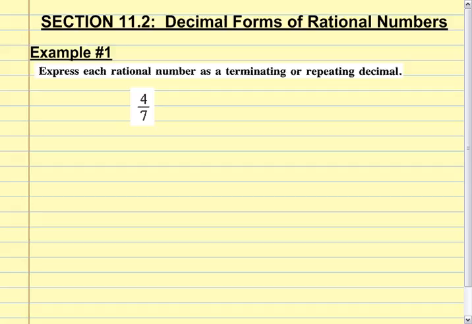Okay, folks, section 11.2, decimal forms of rational numbers. Just a couple of things before we get started on this first example. Rational numbers are numbers that can be written as fractions. Not all numbers can be written as fractions. Numbers that can be represented as fractions are called rational. They're the ratio of two integers.